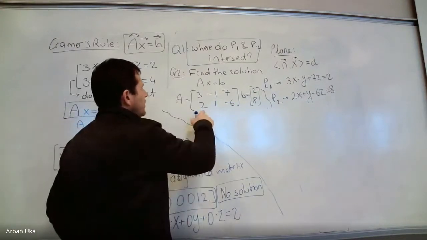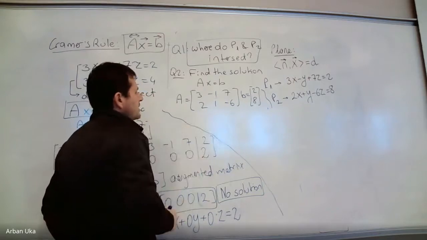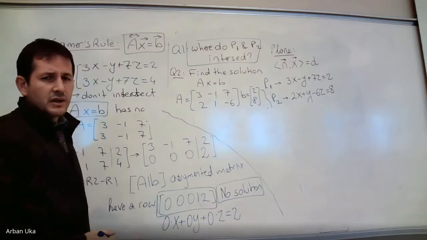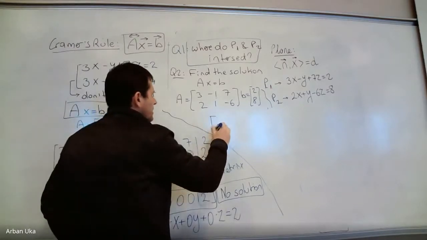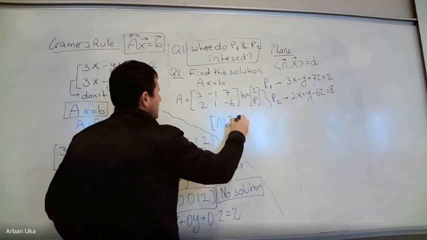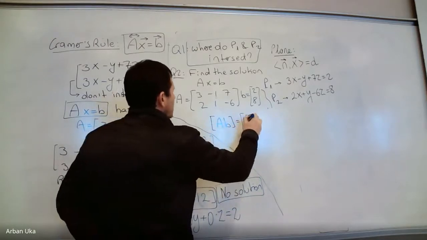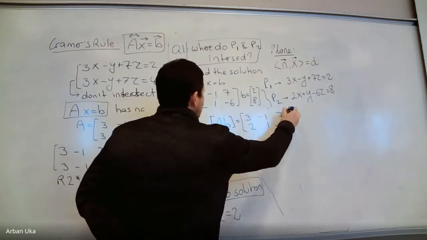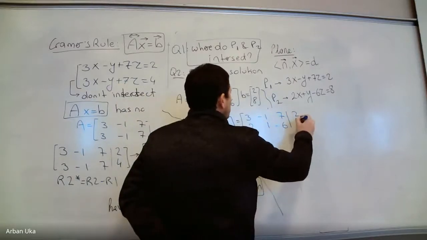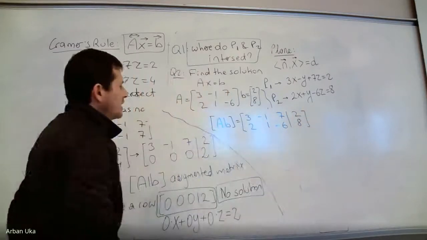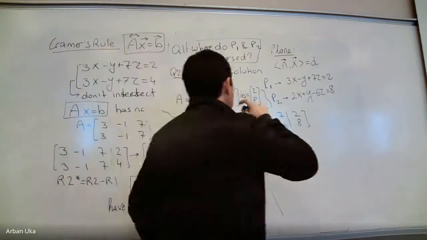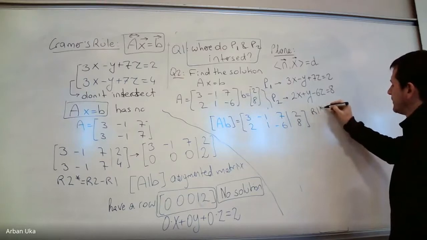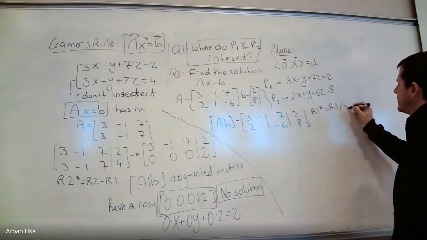We construct the augmented matrix, but before we do this, let's have a leading one. So let's write AB equal to 3, minus 1, 7, 2, 1, minus 6, and 2, 8. Then we construct a leading one here by doing what? We divide by 3. So row 1 star is equal to row 1 divided by 3.